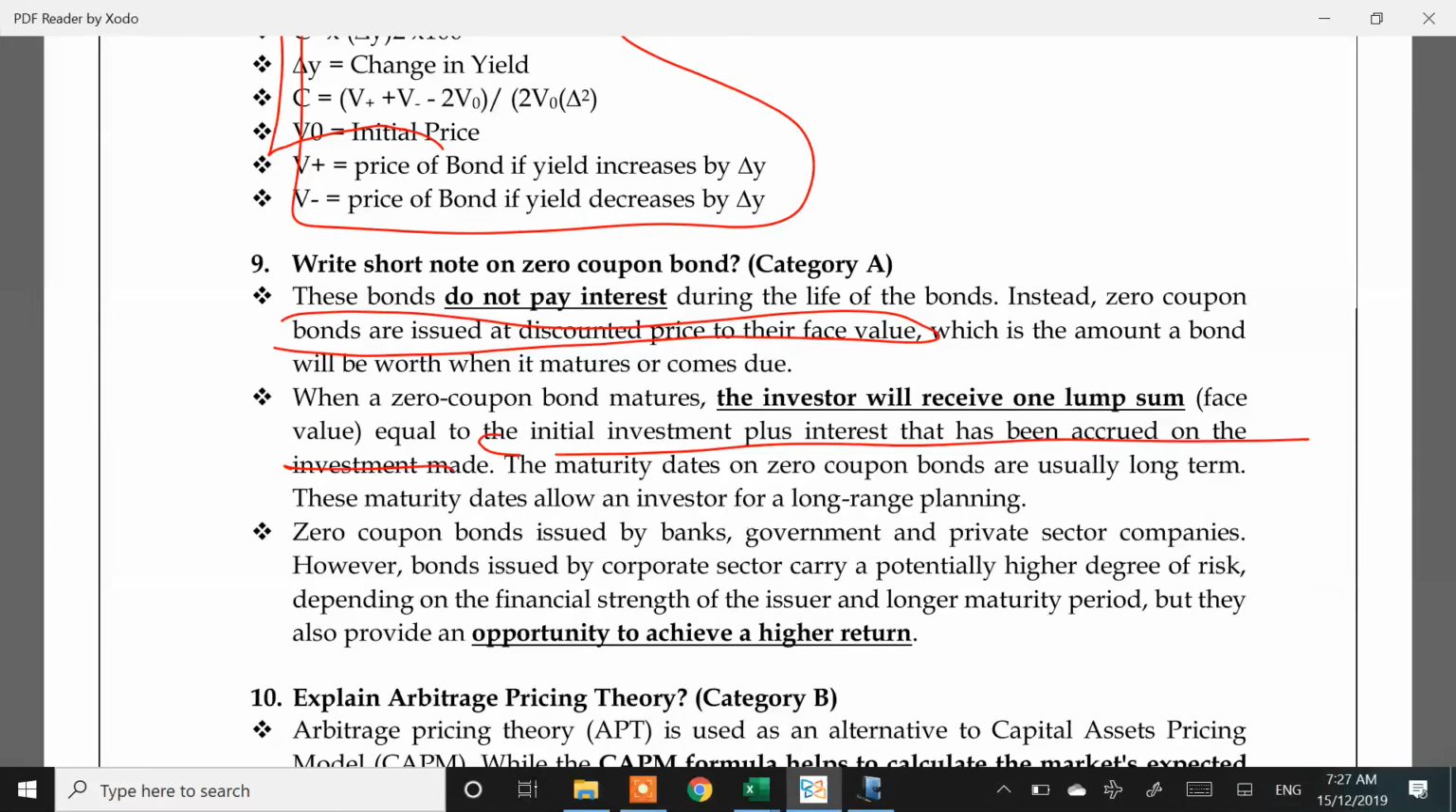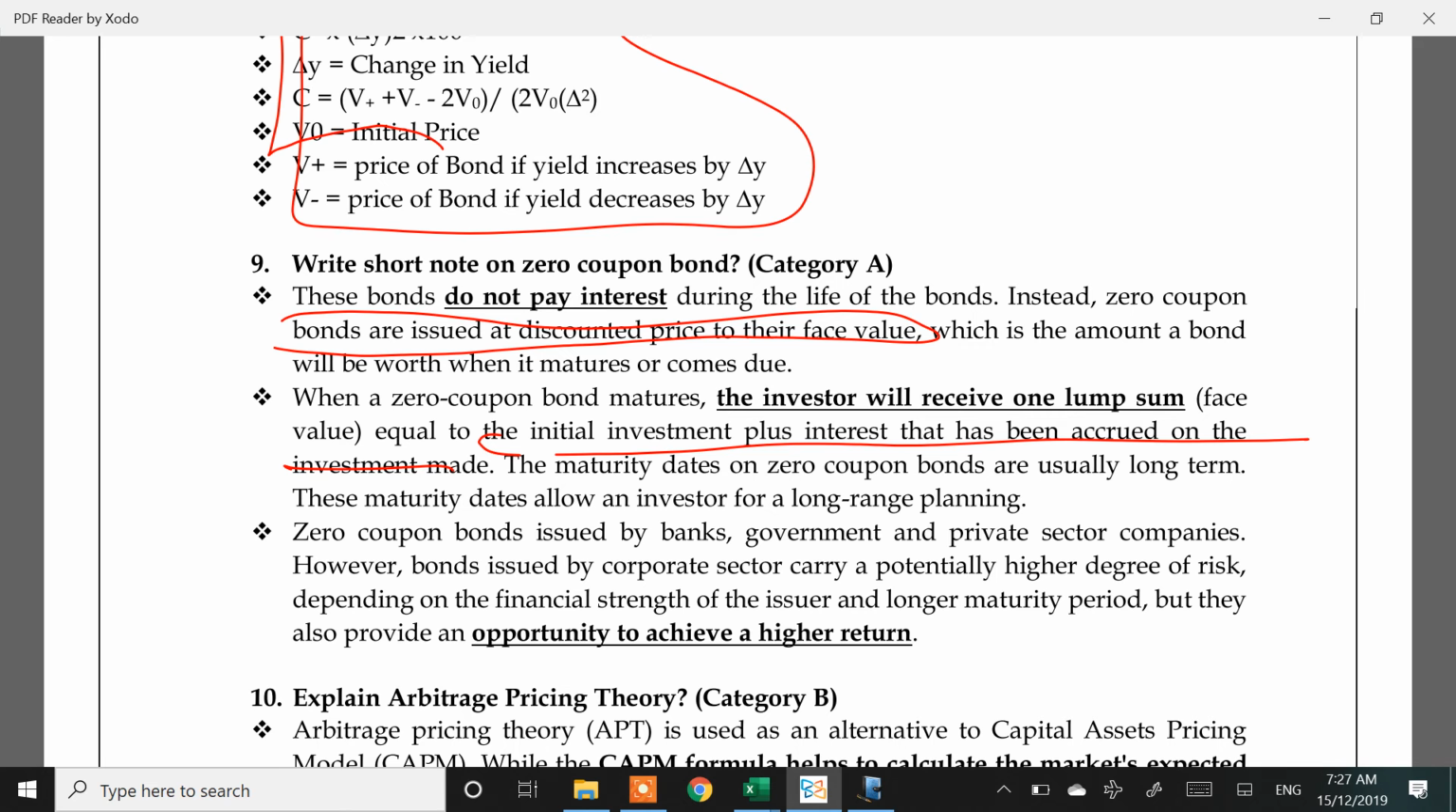This also is helpful because you will get the returns in the end. The only problem is that throughout the life of the instrument nothing will be paid, and this also exposes you to a higher degree of risk, because over the longer maturity period, if the financial strength of that company weakens, we will have trouble getting back the money which we have invested.